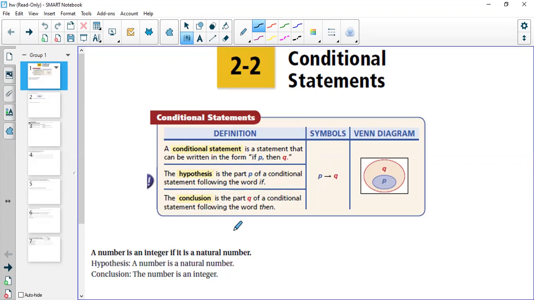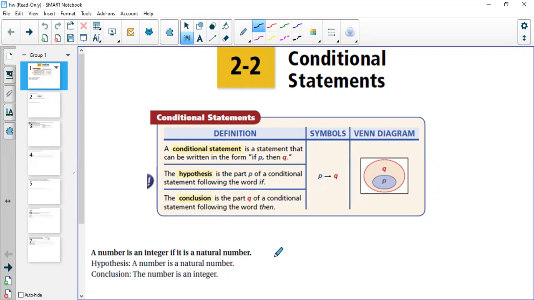That's going to be an interesting lesson because you're going to be looking at many different facts and many different kinds of things. So first let's look at an example of how to write the conditional statement, and how to find the hypothesis and the conclusion of a conditional statement. Here we have: a number is an integer if it is a natural number. This is a conditional statement. You can see that there is the word if.